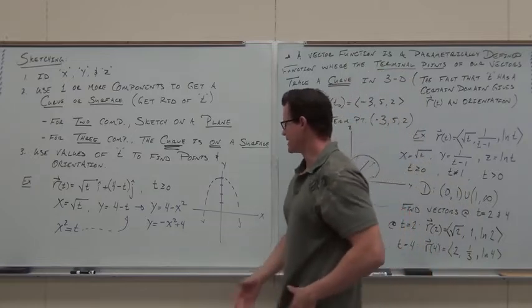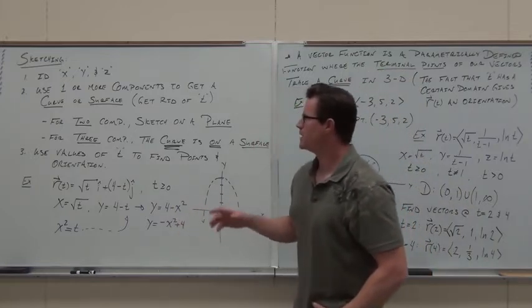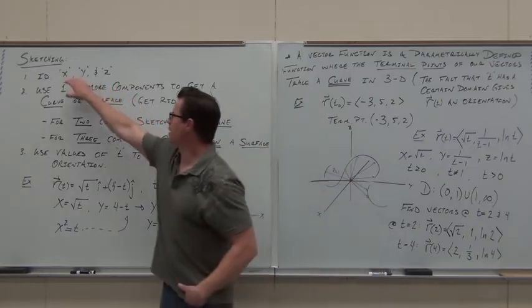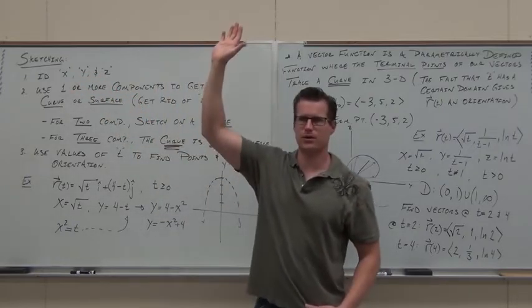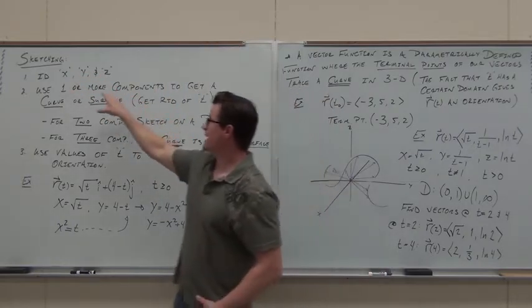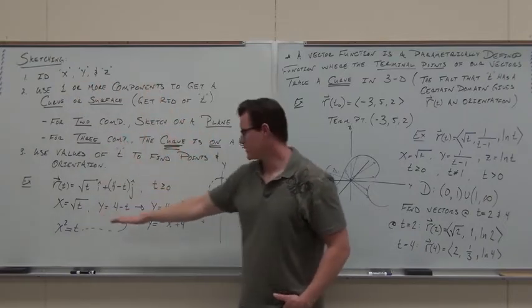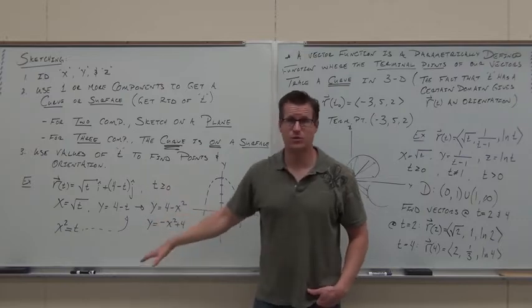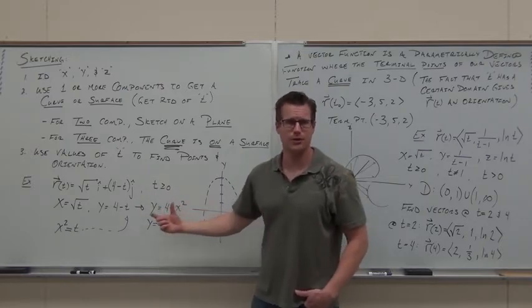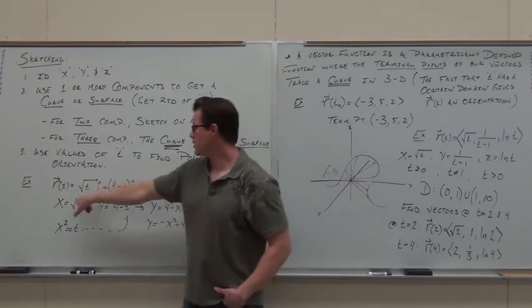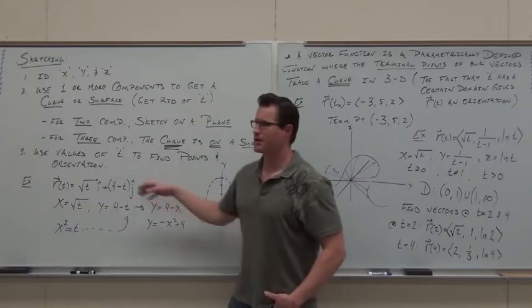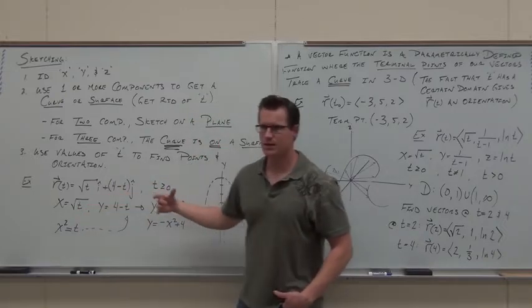Listen, this is not necessarily super hard, but it can be confusing. Are you guys okay on identifying x, y, and z? Show of hands if you feel okay with that one. It's probably the easiest part. Are you understanding that we're going to use one or more components to basically get rid of t, to figure out some sort of rectangular equation that we can graph? Head nod if you're okay with that one. If you have two components, graph it on a plane. If you have three, we're not there yet. We'll graph it in 3D.